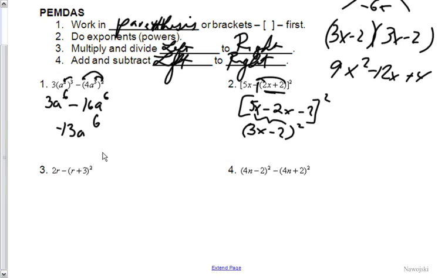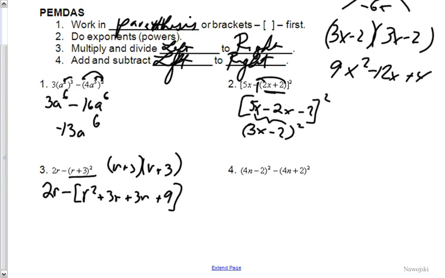Third one here. We have a power. Okay. We have to take care of this first, so we do have to FOIL it out. 2r minus whatever that is FOILed out. R plus 3, r plus 3. Okay. Get r squared plus 3r plus 3r plus 9. Okay. CLT it, combine like terms. R squared plus 6r plus 9.